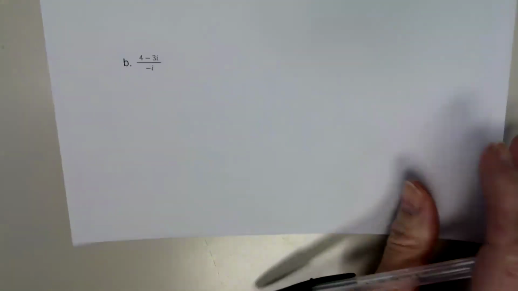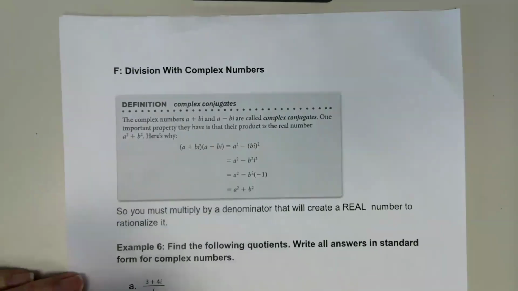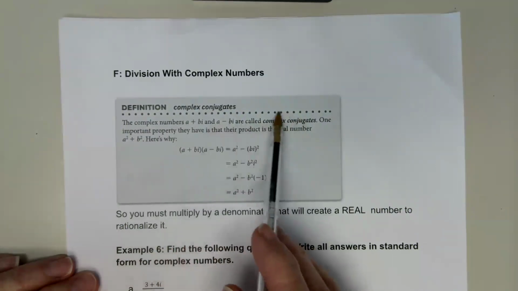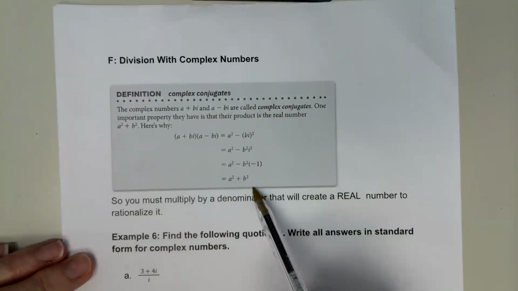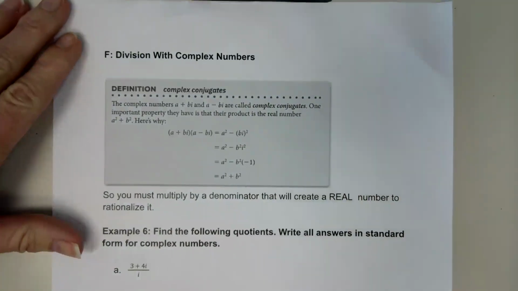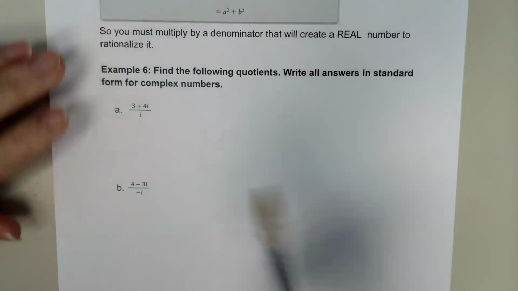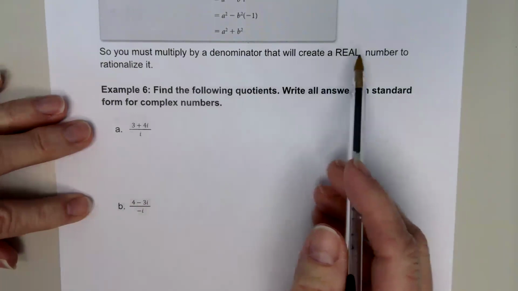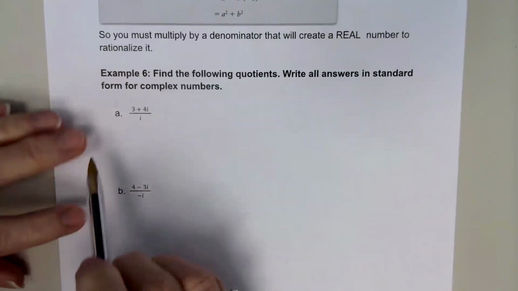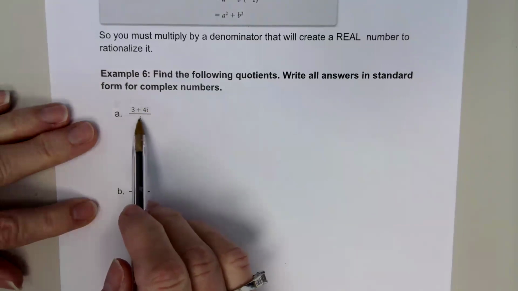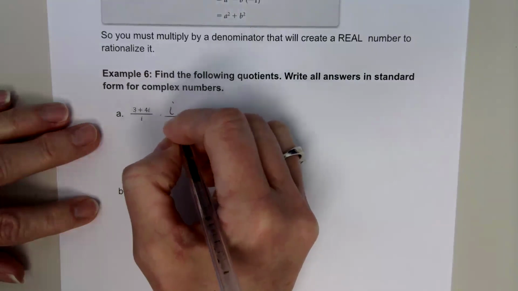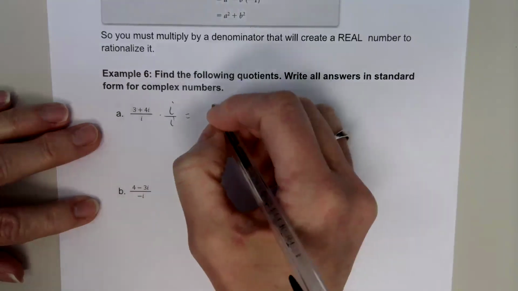Now, since we have added and subtracted and multiplied complex numbers, we can also divide complex numbers. The complex numbers a plus bi and a minus bi are called complex conjugates. I just showed you that on the last piece here. In order to rationalize the denominator, you must multiply it by something that will create a real number. So in this first one, we have 3 plus 4i over i. I only need to multiply by i over i, because that will create a real number.